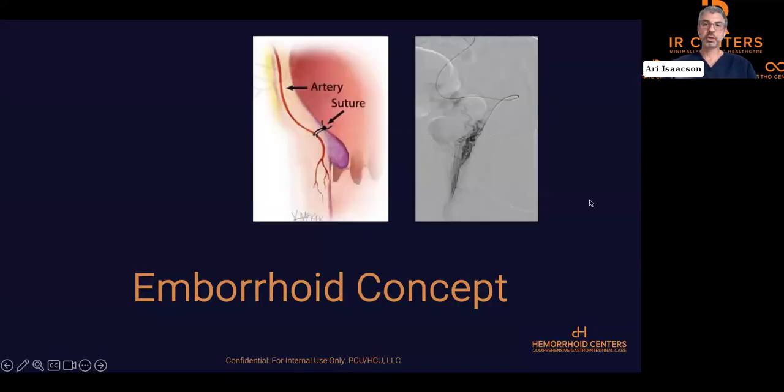All right, so now that we talked about some of the other procedures that are available, I want to start talking about what we do. This is a relatively new procedure, and it's called hemorrhoid embolization, which is a combination of two words, embolization and hemorrhoids. And it's somewhat the equivalent of what I was talking about, ligation of the artery, but instead of doing it through the rectum, we're going to puncture through the artery like we would if we were doing a cardiac cath.